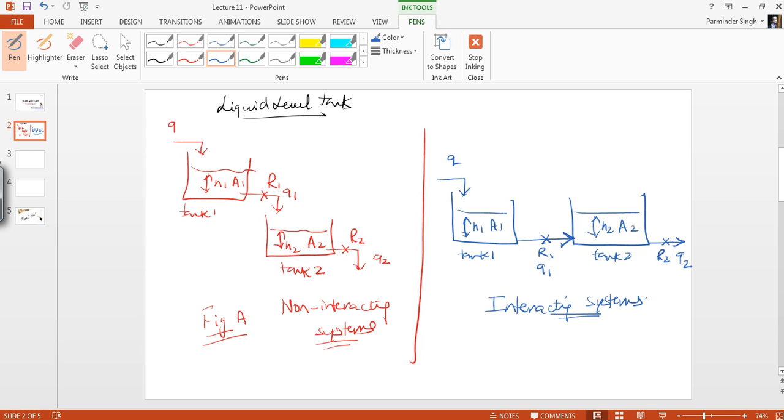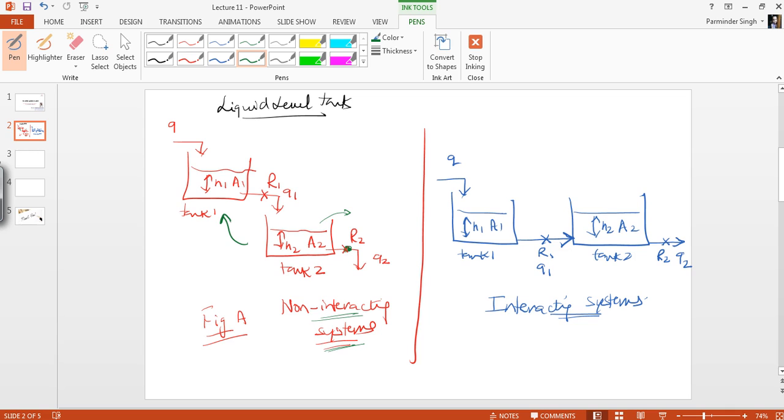Now what's the difference between these two arrangements? In the first arrangement, if I close this valve, what will happen? The tank will fill up and it will try to overflow. Does it affect the dynamics of tank 1? No. That means if you change the output of tank 2, it doesn't affect tank 1. So that's why the name comes non-interacting. That means the dynamics of the second tank does not affect the dynamics of the first tank.